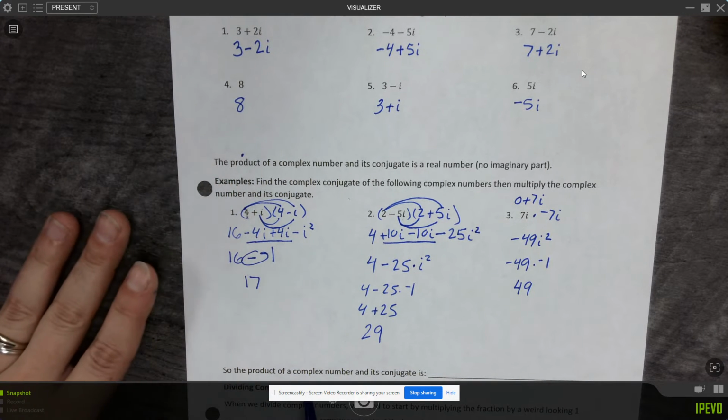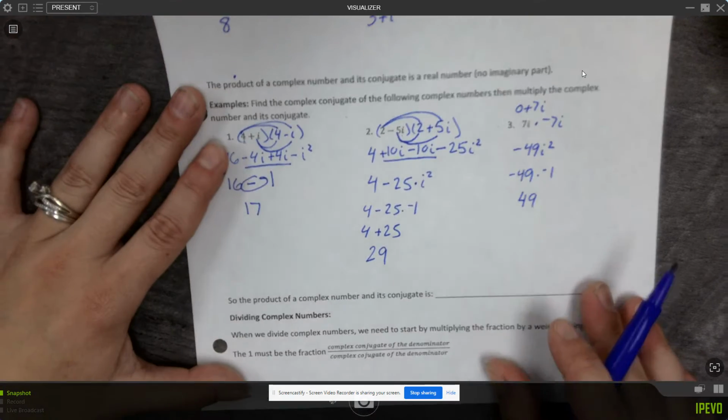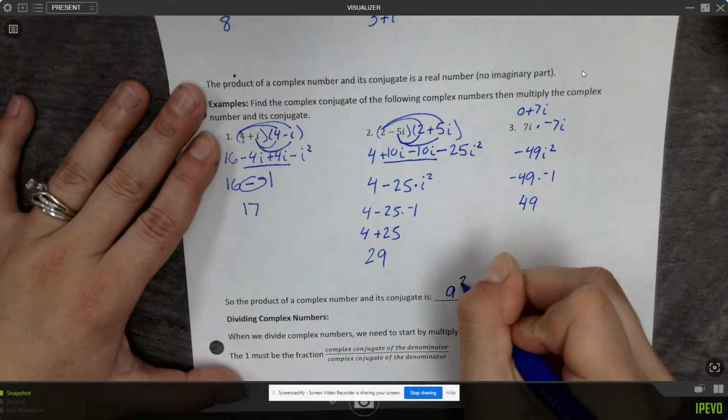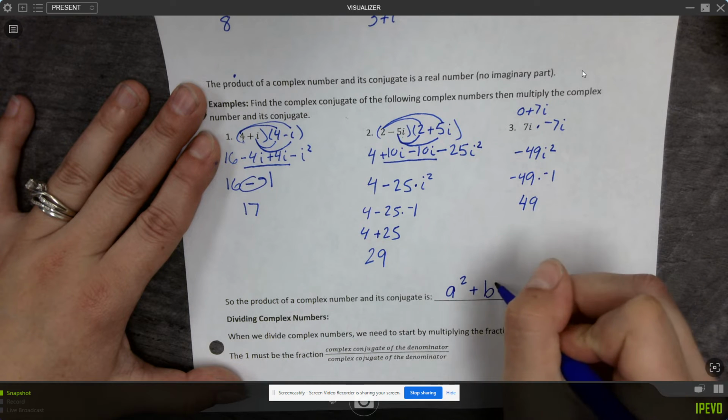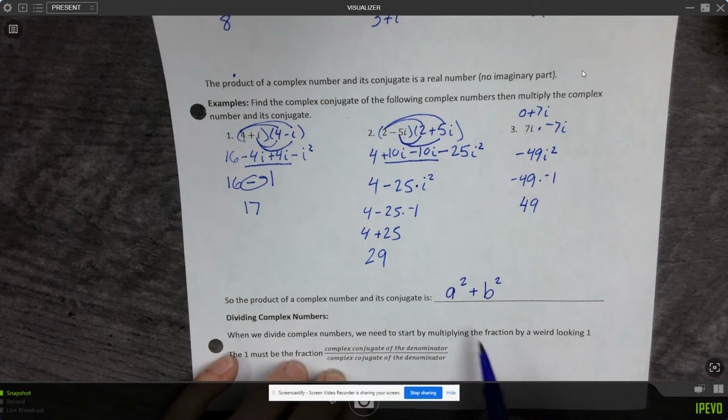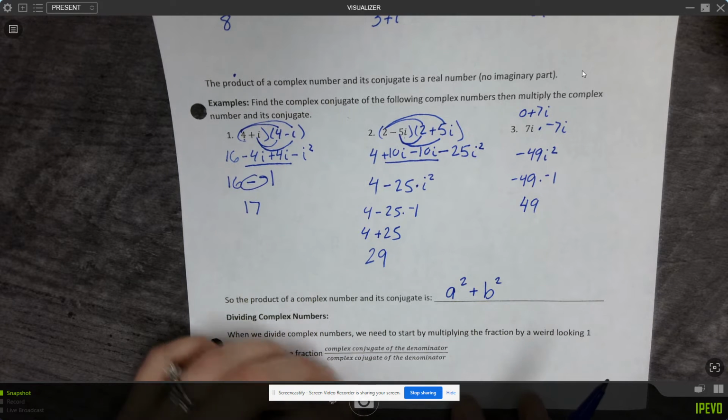So the product of a complex number and its conjugate is always going to be a squared plus b squared. It's always going to end up as a positive. So similar to when you did your graphing in your absolute value and you did a squared plus b squared and then you wanted to equal c squared, it's kind of the same, except this time you're not doing the equal c squared part. You're not going to take the square root. It's just that is your answer. Take your a value and square it, plus take your b value and square it. All right.